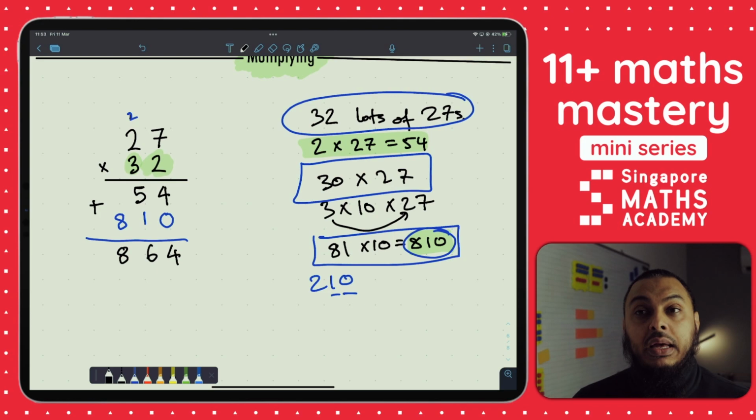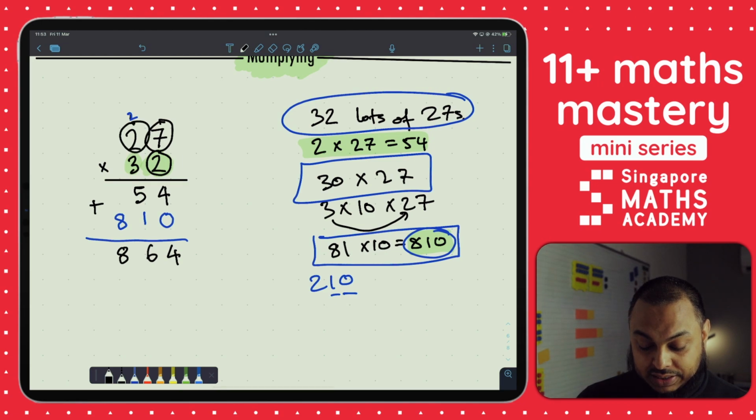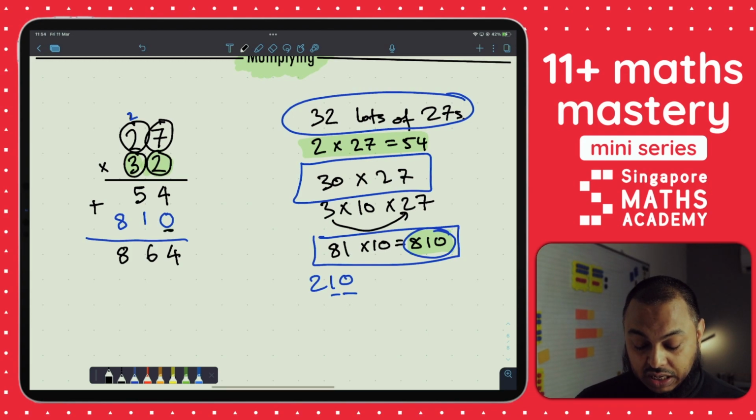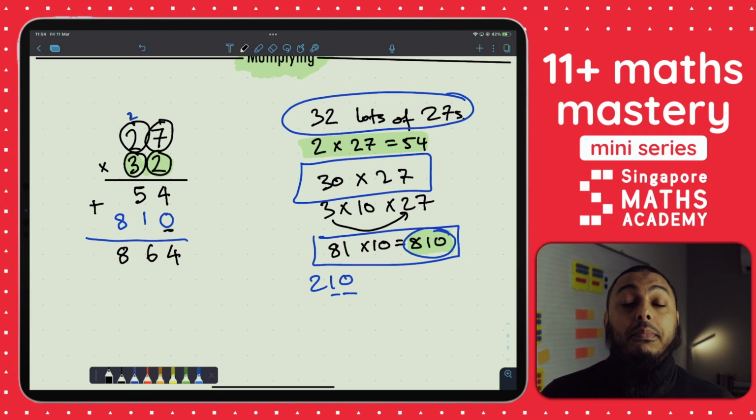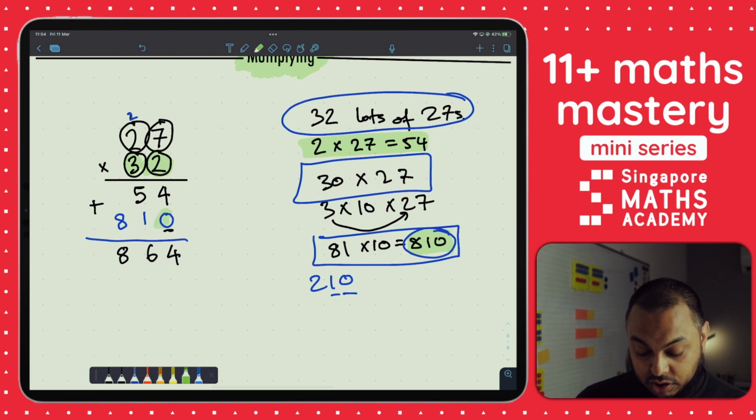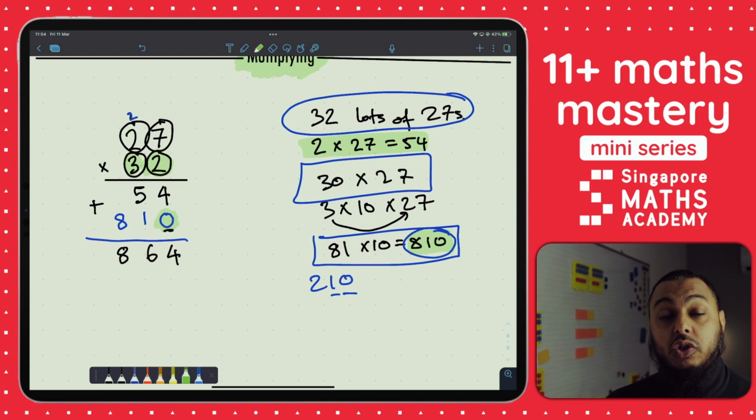And when we do that, we have to think about what's happening. The first thing that we looked at was the ones. We looked at the 2 ones multiplied by 7, then 2 times 20. Then looked at 30 times 7. But before we looked at 30 times 7, we knew that the ones column is going to have a 0 because we're multiplying by 10. Multiples of 10, 10, 20, 30, 40, 50, 60, all have 0 ones. So that's why we mustn't forget to put 0 in the ones column when we multiply by 10.